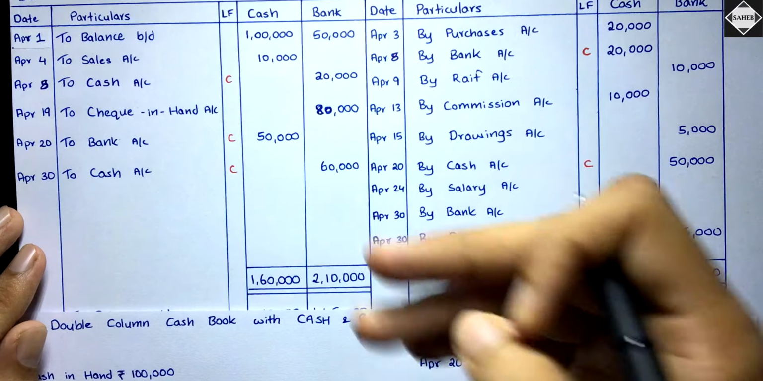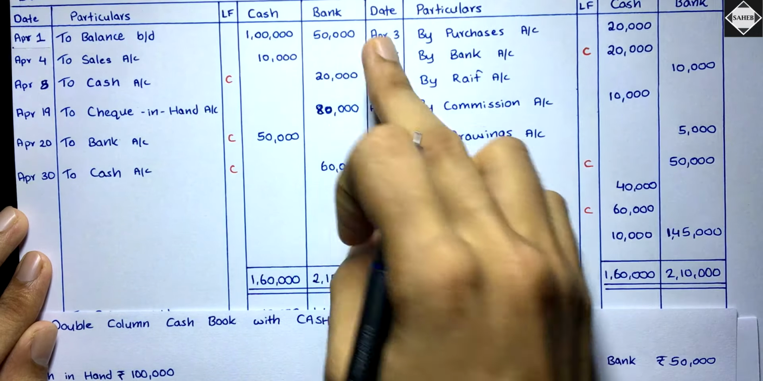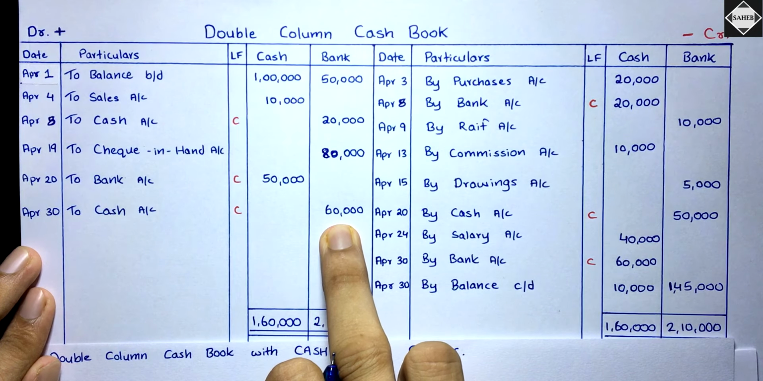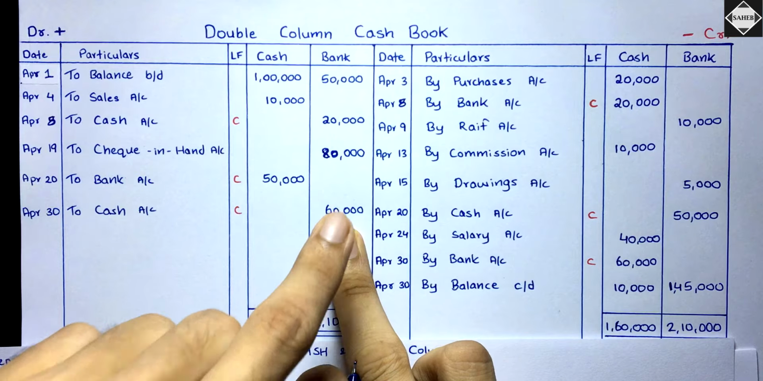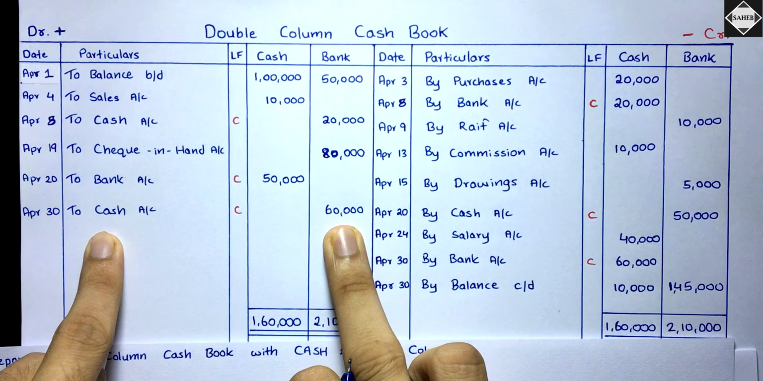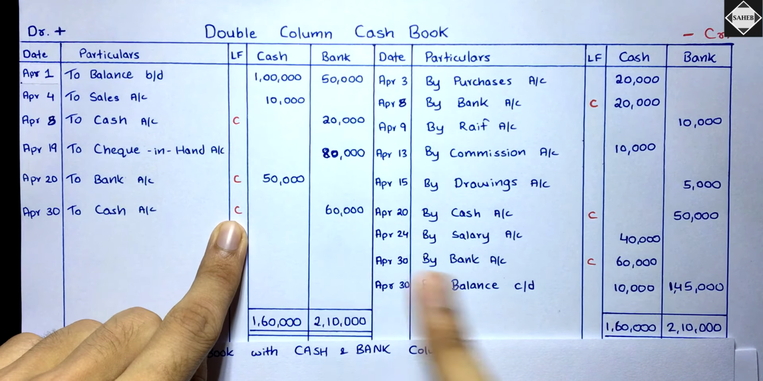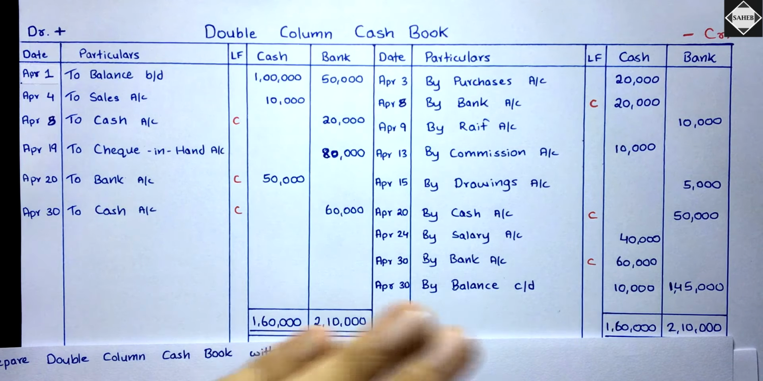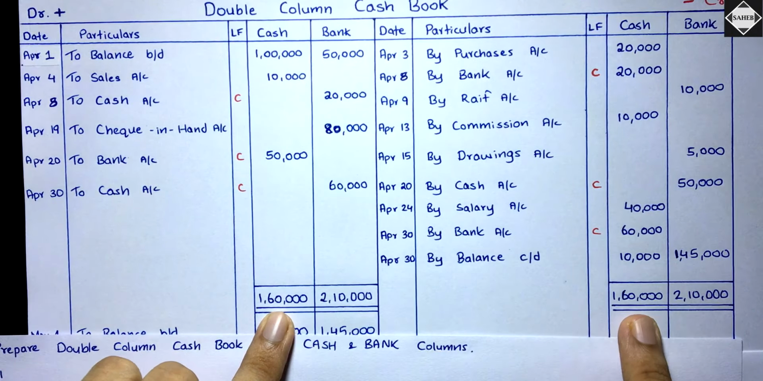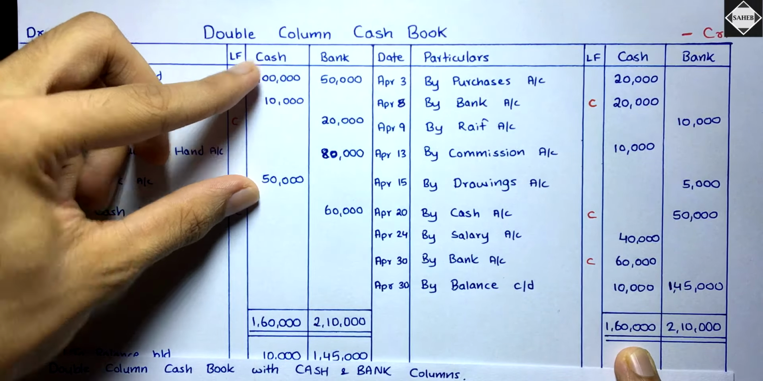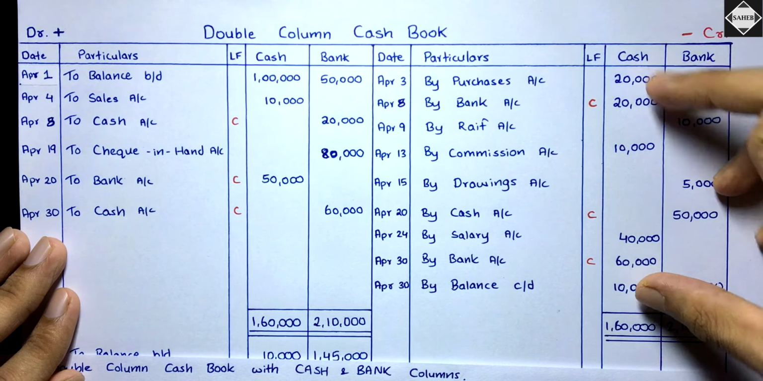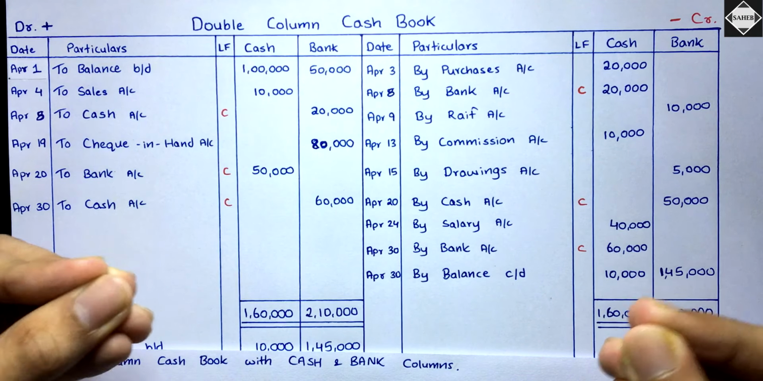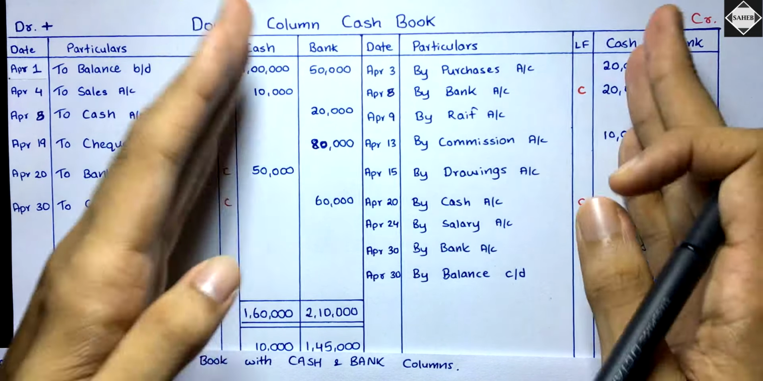See here, because of this deposit, bank has increased by 60,000. So debit the bank account. Write the amount in the bank column, 60,000. Bank balance has increased because of cash. To cash account, mark this transaction as contra entry. Fine? So cash account is completely balanced. This total is 160, and then this total is also 160. Is that clear? Because 10,000 you kept aside, and the remaining whatever was there, you put that into the bank. So cash column is done.